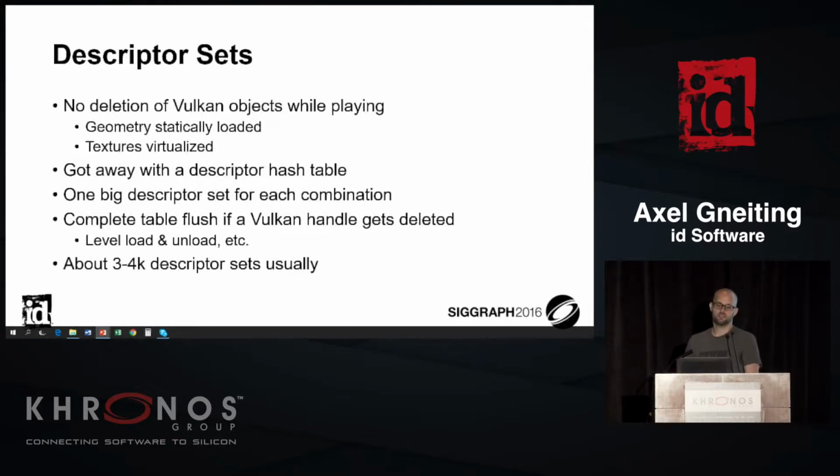For descriptor sets, we also got lucky a bit because our engine currently doesn't do any geometry streaming and our textures are virtualized, so we're not actually creating new textures. All our texture streaming is going through the virtual texture system, which is using the same set of textures. So even for the descriptors, we got away with just a big descriptor hash table, and we just bind one large descriptor set to each of our PSOs for each combination that we need. And if anything ever gets deleted, we just flush the entire thing, which is at level unload, for example. And we only see about 4,000 descriptors per level if you play through it.